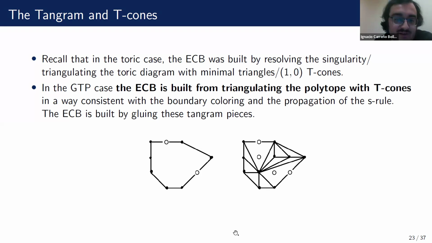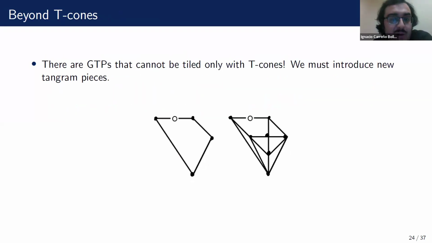So, for example, we have here this GTP, which we resolve by first inserting these 2-1 T-cones on its white dots, and then tiling the rest of the polytope with area 1/2 triangles. In this way, we see that the ECB is built by taking this polytope and covering it with these tangram pieces of different shapes. Now, this isn't the full story because there are GTPs that cannot be tiled only with these primitive T-cones. So for example, here we have to introduce this trapezium piece in order to fully tile it. So we need to expand our puzzle pieces beyond these primitive T-cones.